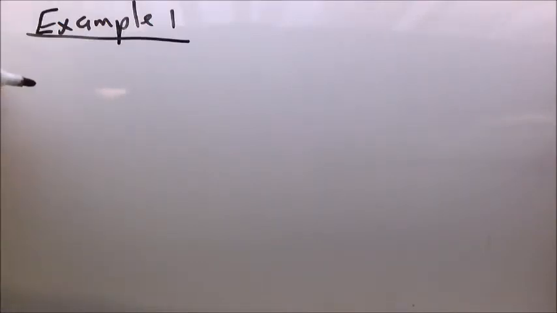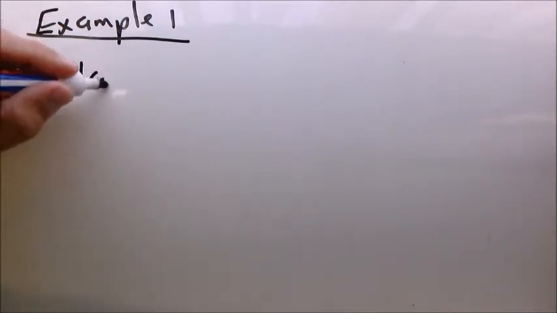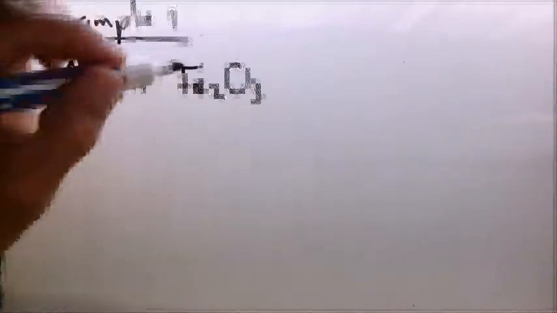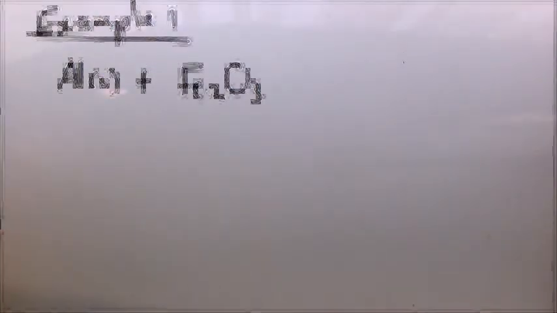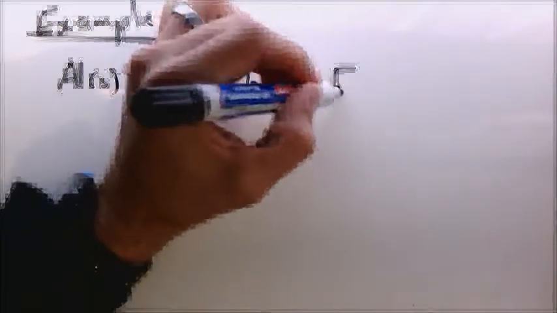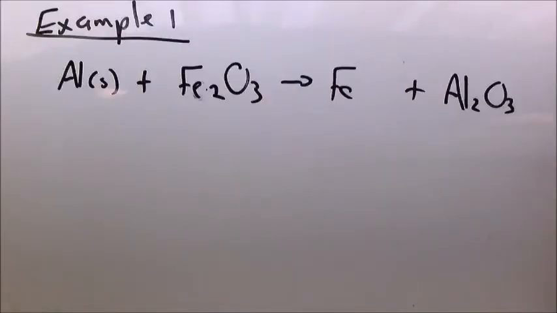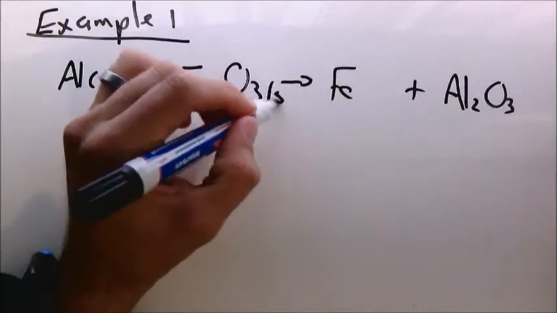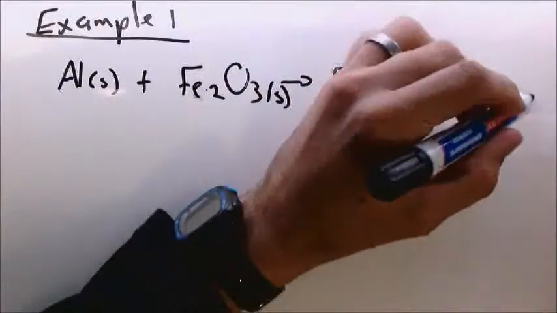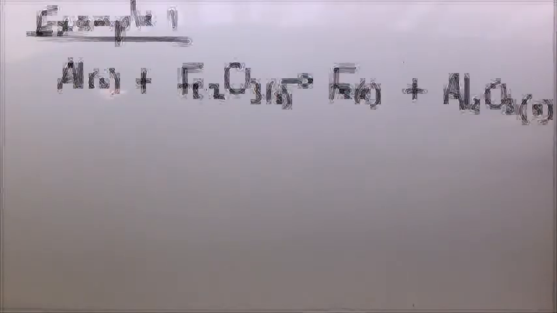Okay, so in this example, they tell us that in a thermite reaction, aluminium reacts with iron oxide in a very exothermic reaction. So we have aluminium, which is a solid, and it reacts with iron oxide. And it produces iron and aluminium oxide. Let's talk about the phases quickly. So iron oxide is a solid. Iron in this case would be a liquid because of the highly exothermic reaction, and the aluminium oxide would also end up as a solid. So this is our reaction.